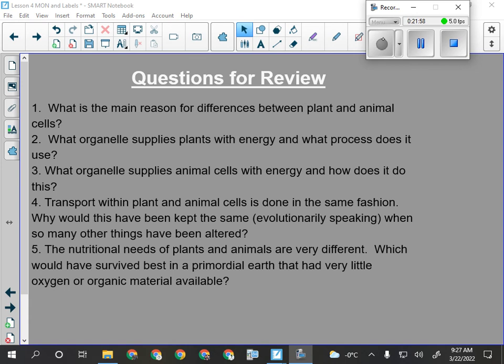So what's the main reason for differences between plant and animal cells? 3 words. Modes of nutrition. They get their sugar or their energy in different ways. Modes of nutrition. Number 2, what organelle supplies plants with energy and what process does it use?